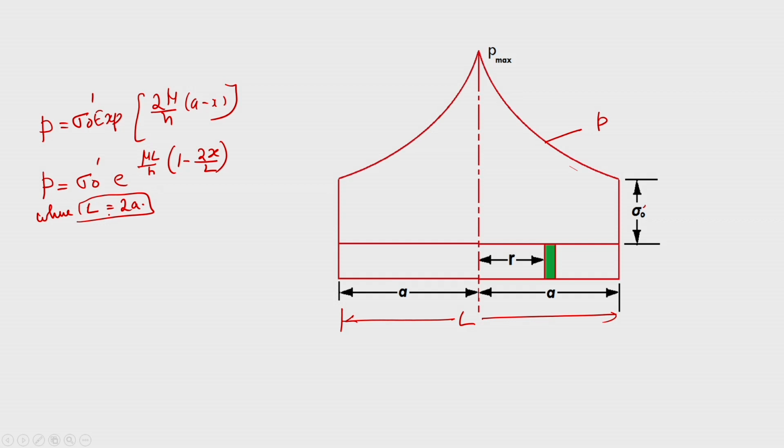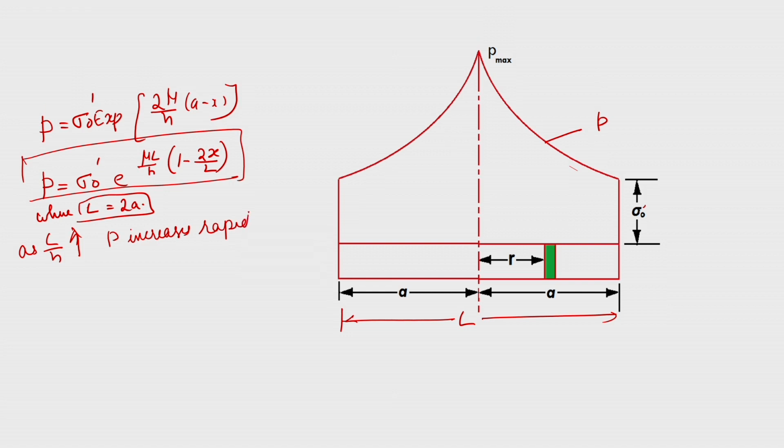So, if you look at this relationship with respect to your L and h, as L by h increases, the resistance to compressive deformation of P increases rapidly. So, this point is used as an advantage in impression die forging.